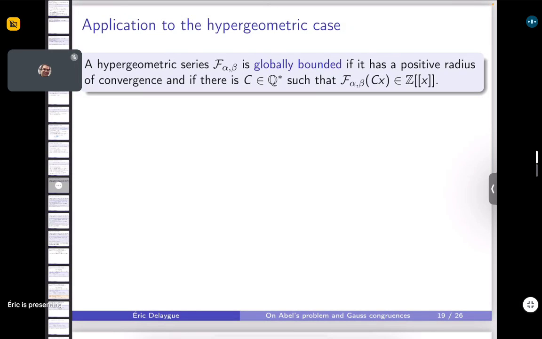So let's see how to apply the arithmetic criterion to the hypergeometric case. So I give another definition. We say that a hypergeometric series is globally bounded if it has a positive radius of convergence, and if you can find something like an adjacent constant for f. So it is not a priori algebraic, but you can rescale f so that it has integer coefficients.